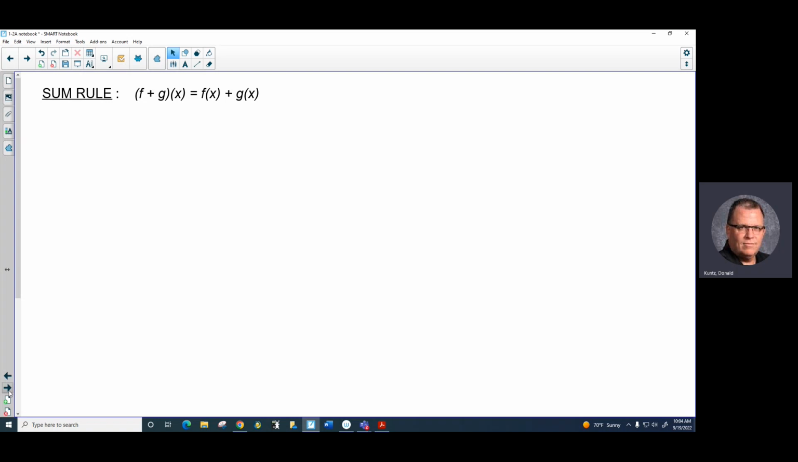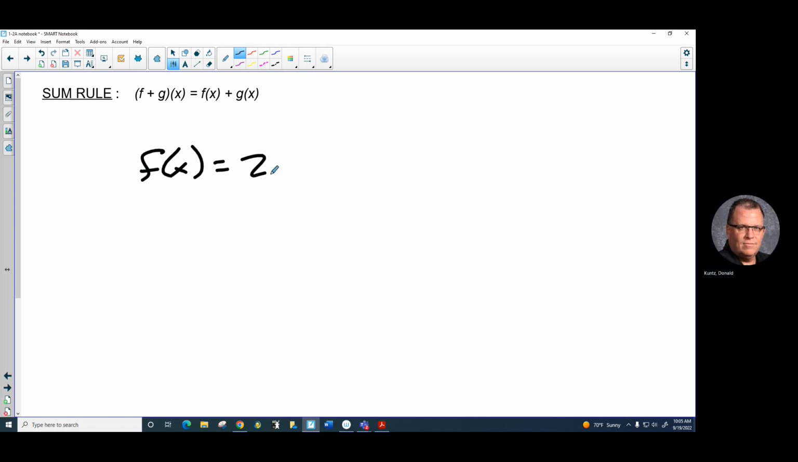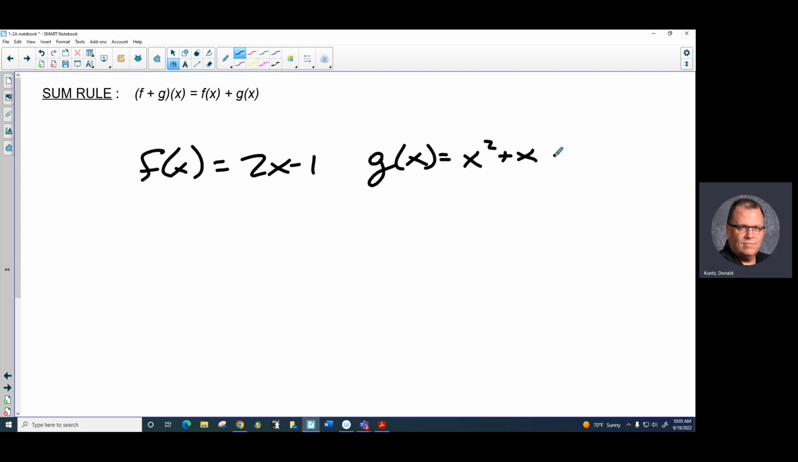Sum rule, the first one is f plus g of x. And you see it up here, f plus g of x is equal to f of x plus g of x. Now, again, these rules often don't mean a whole lot to you until you see them actually in use. So if I gave you two functions, f of x equals 2x minus 1 and g of x is x squared plus x minus 3.